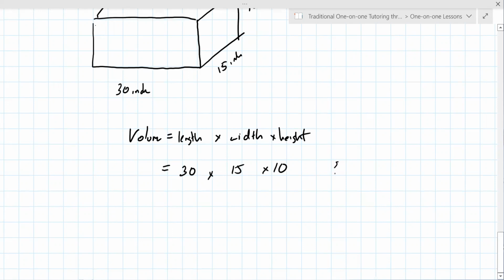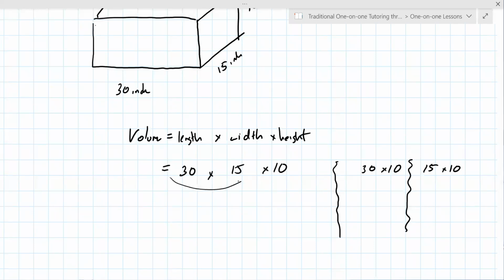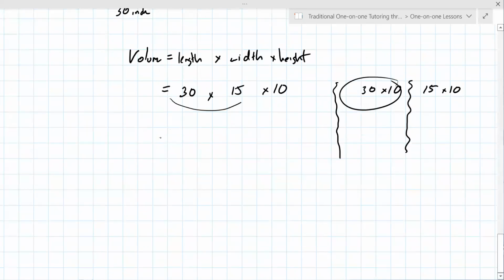The truth is that it doesn't matter the order. You could do 30 times 10 first, or 15 times 10 first, or 30 times 15. It doesn't matter. So which one are you going to do first? 30 times 10. Okay, so you're going to go down this road. We're going to rewrite it: 30 times 10 times 15.